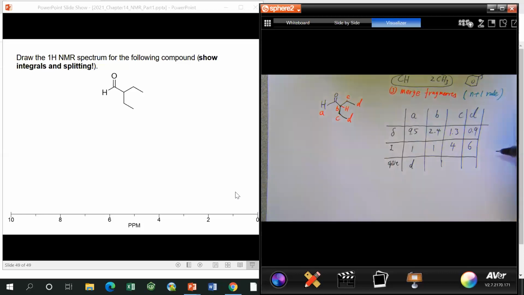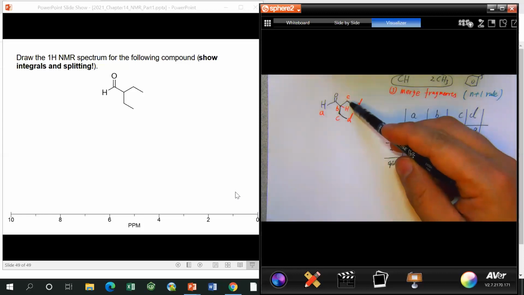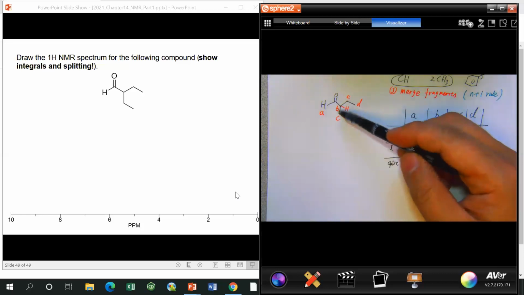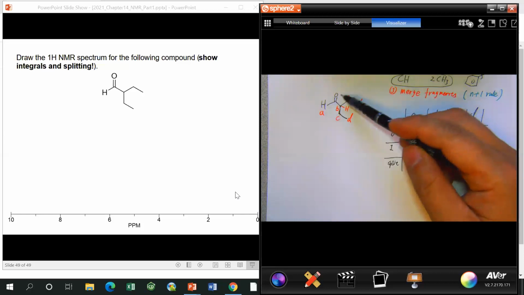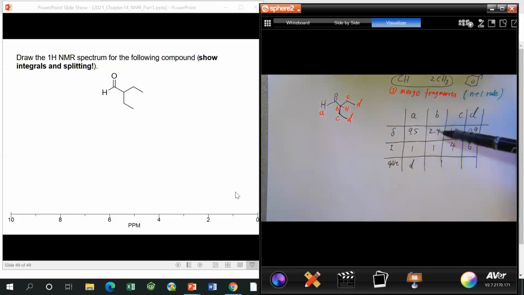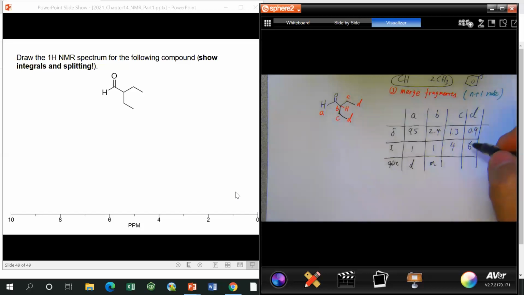And then for B, it gets quite complicated. B has 2 neighboring hydrogens, 2 neighboring hydrogens, and then 1 neighboring hydrogen. Totally 5 neighboring protons: 4 from C and 1 from A. So 5, 6, it looks like a sextet, but maybe they have different coupling constants. In this case, we can label it as a multiplet. We use multiplet if you have more than 4, so 5, 6, 7.